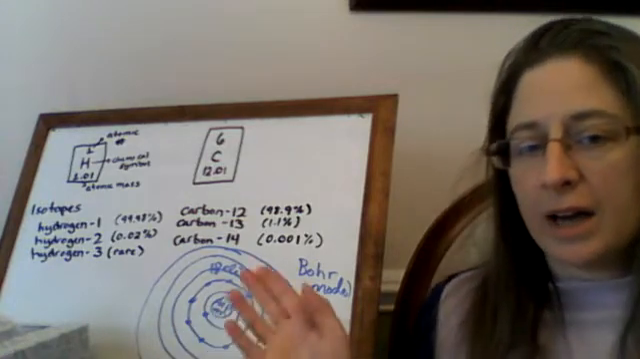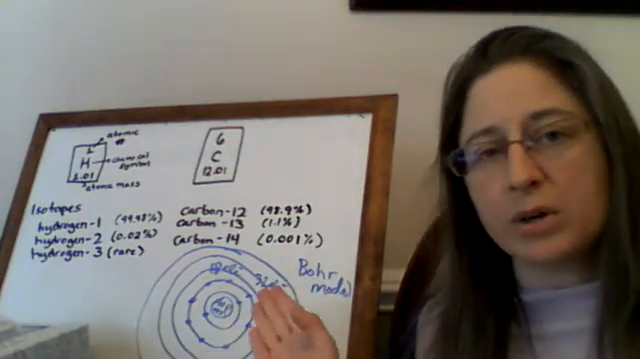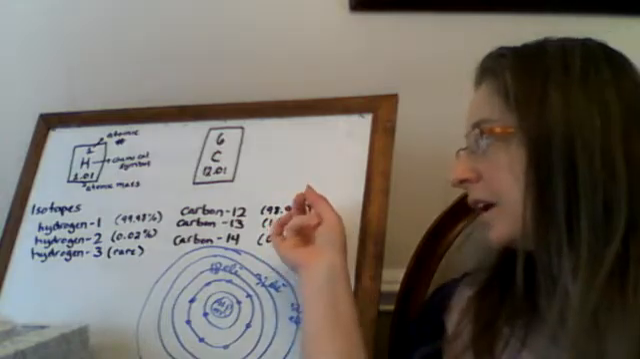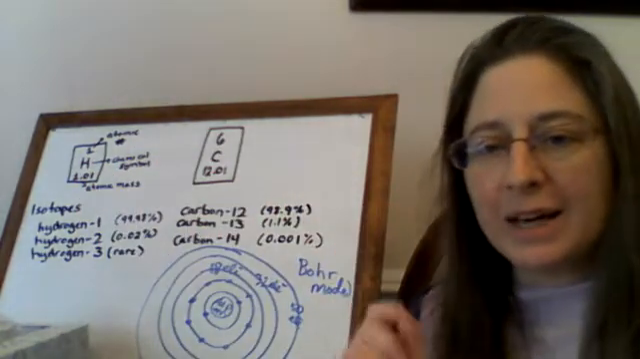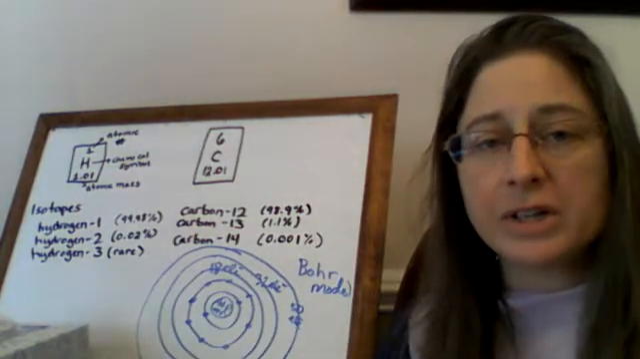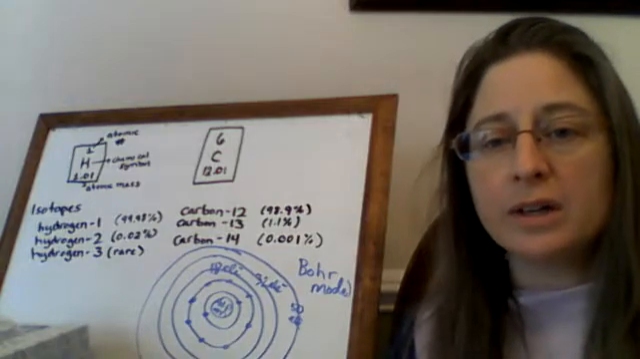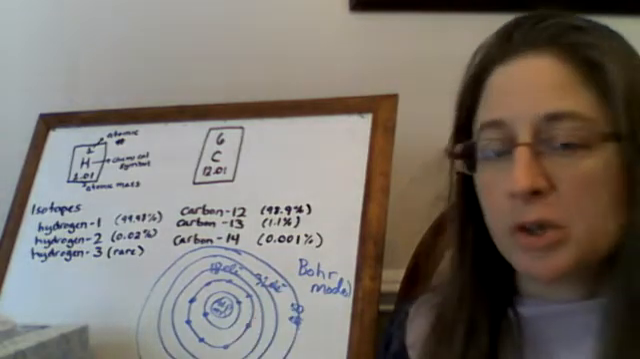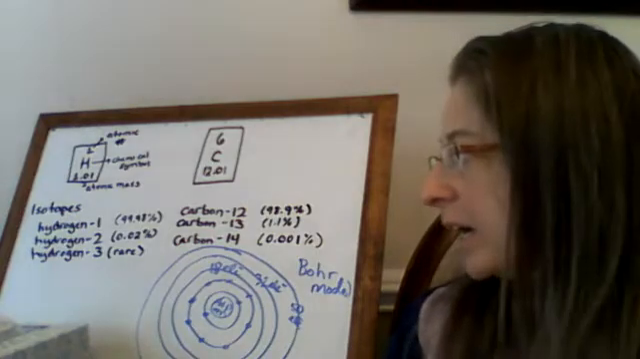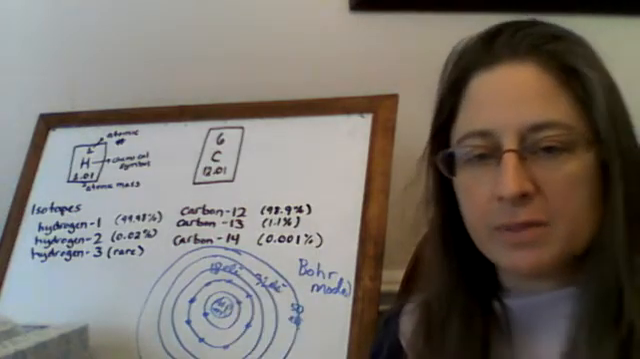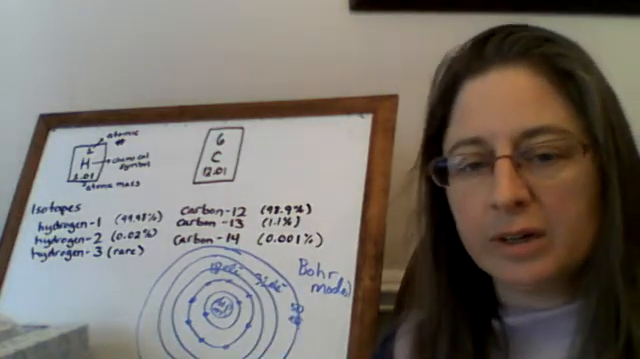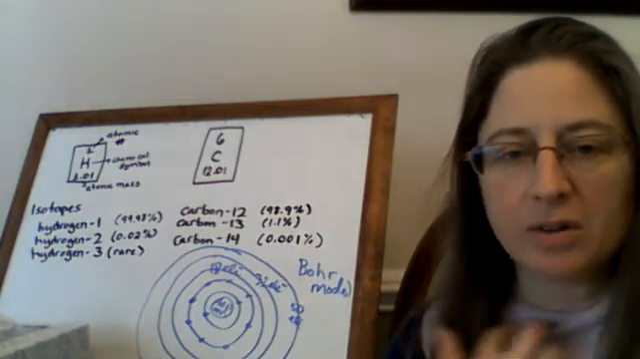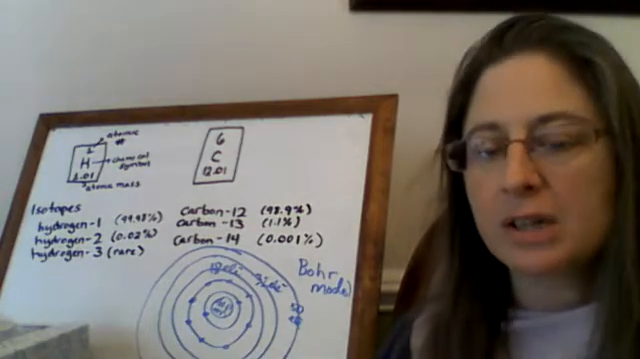And if you look at how much of each isotope occurs in nature, you'll see that 99.98% of all hydrogen atoms are hydrogen 1. And then 0.02% are hydrogen 2. And there's a very rare trace amount of hydrogen 3 occurring. It's actually kind of hard to find how much.